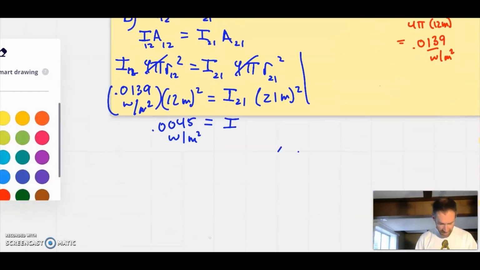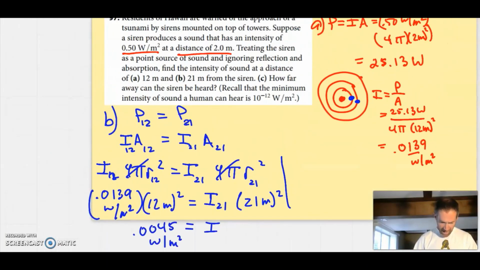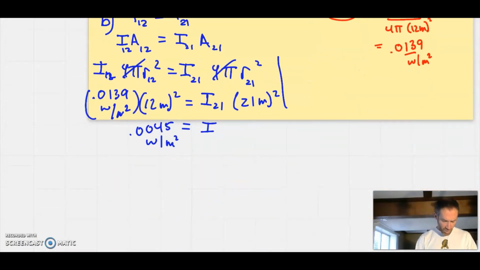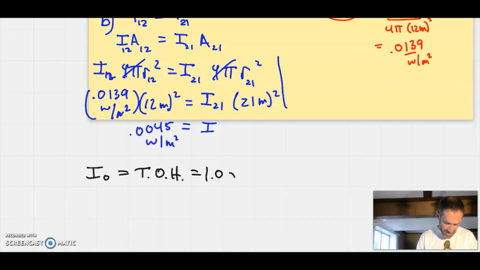In part C, they say, well, how far could you possibly hear this siren? Because if you keep going out farther and farther, eventually it gets so soft that you can't hear it. Maybe your dog would be able to hear it, but you wouldn't. What can humans hear? Well, we take it for granted that the threshold of hearing for a human being, we call that I naught a lot of times. And again, that's the threshold of hearing. And we say that that's 1 times 10 to the minus 12 watts per square meter.